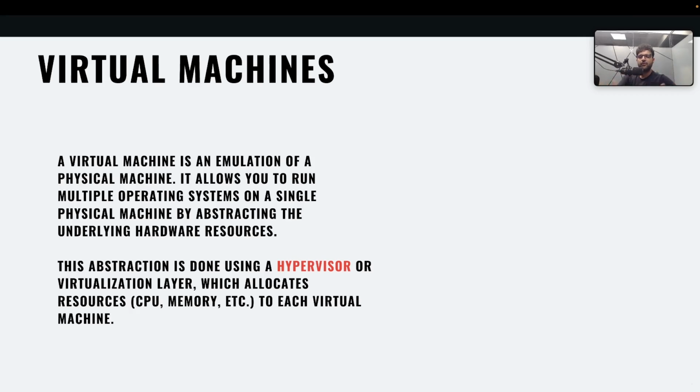If I start Windows on my Mac machine right now, somehow I don't have Windows hardware. I don't have a Windows machine. I have created a Windows virtual machine. It allows you to run multiple operating systems on a single physical machine by abstracting the underlying hardware resources. I have hardware that usually should run a Mac OS machine, but I can start a virtual Windows machine over here, a virtual Ubuntu machine on my Mac. This abstraction is done using a hypervisor. Do we know this term?